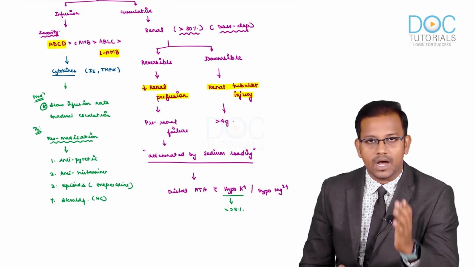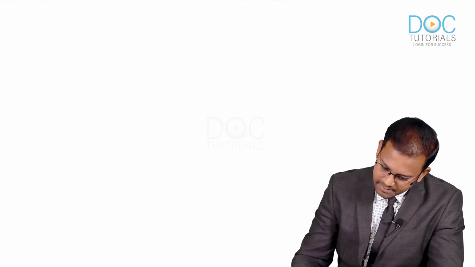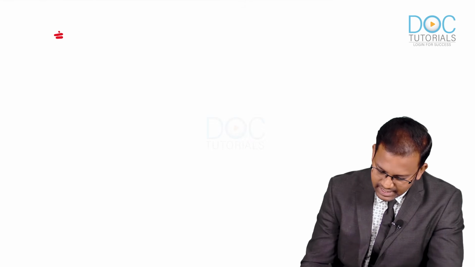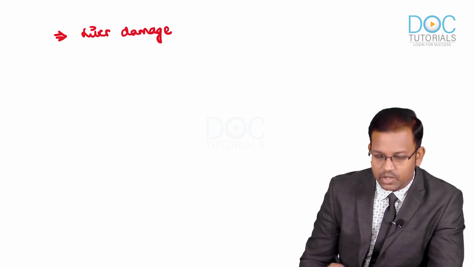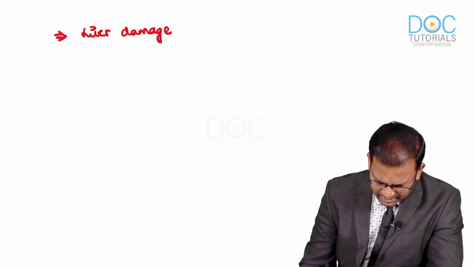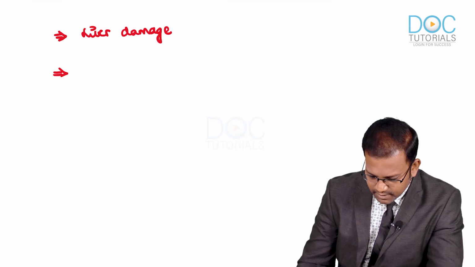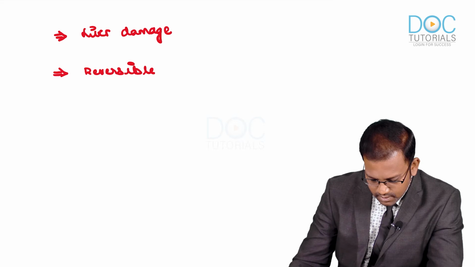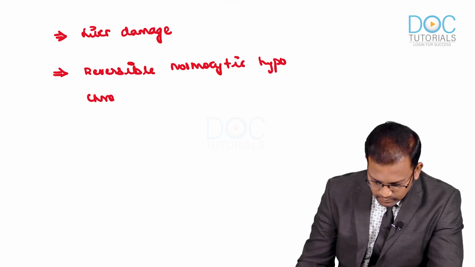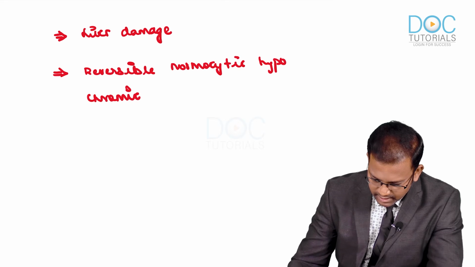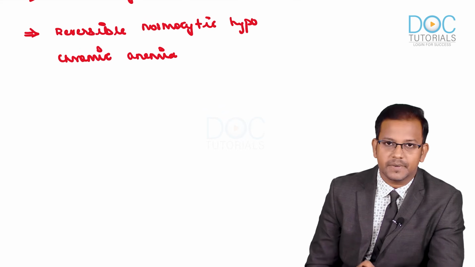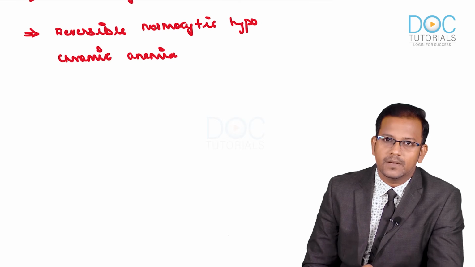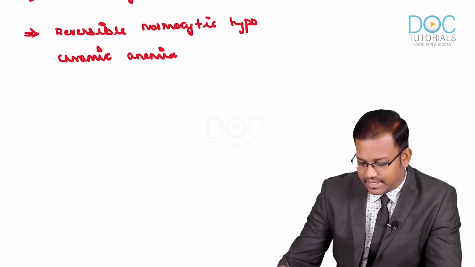Apart from the kidney component, it also tends to affect certain other areas. One is it might produce liver damage. There is a possibility of hepatotoxicity associated with amphotericin B. Rarely, guys, the patients might develop reversible normocytic hypochromic anemia. Reversible normocytic hypochromic anemia can be expected because of again decreased renal perfusion, because of pre-renal issues. There might be decreased erythropoietin production.